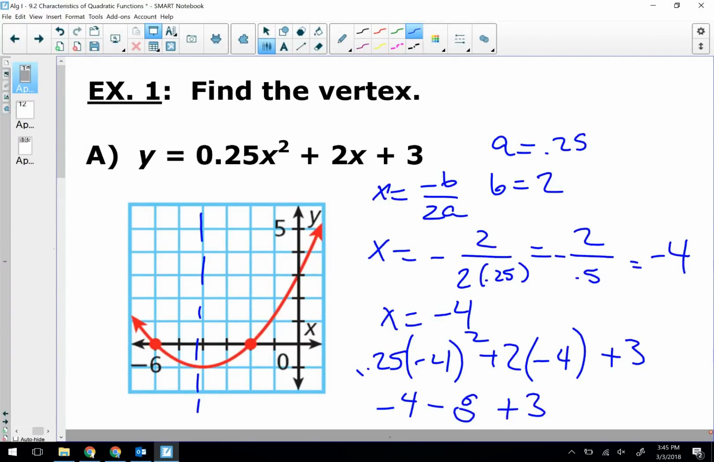Sorry about my weird 8. It looks like a 6 and a 0. Anyway, so we got a negative 12. That doesn't seem right. Oh, that's not negative. That's positive, right? Any negative squared is a positive. So we've got 4 minus 8, which is negative 4, plus 3 is negative 1. Does that make sense? We've got negative 4, comma, negative 1. The negative 4 comes from the x value. The negative 1 comes from plugging it in. My step 3 is write it as a coordinate pair. Is that confirmed by the graph? Negative 4, comma, negative 1? Yeah, there's my bottoming out point.